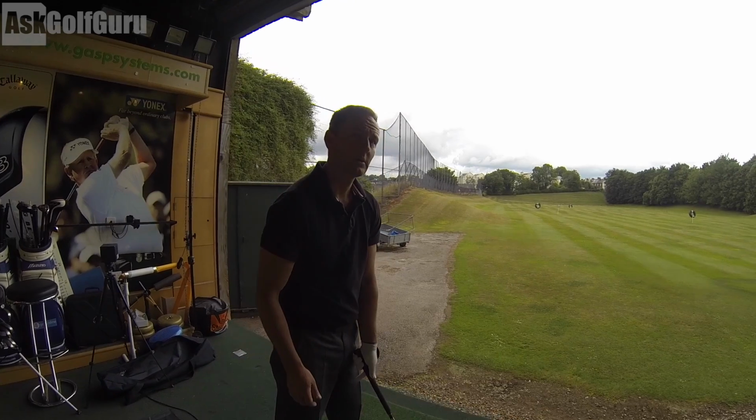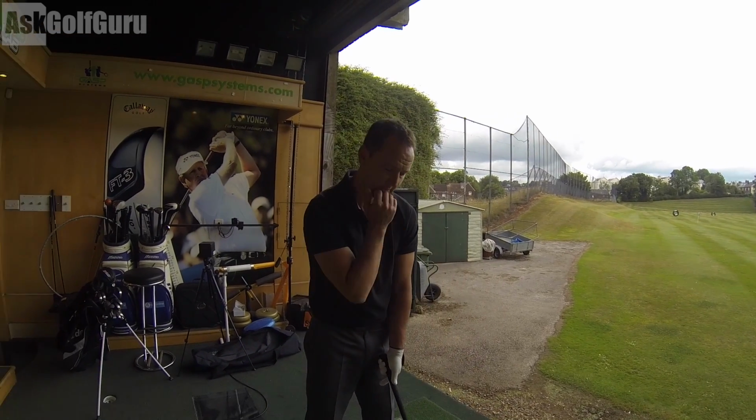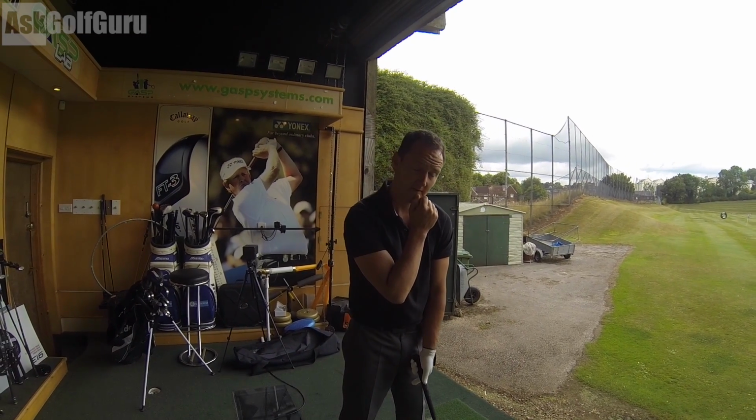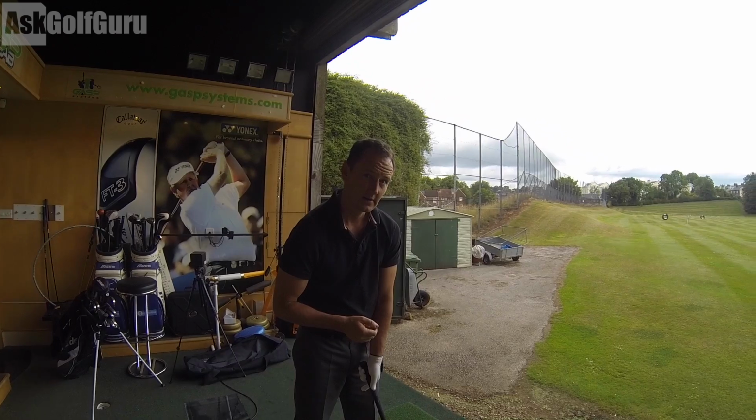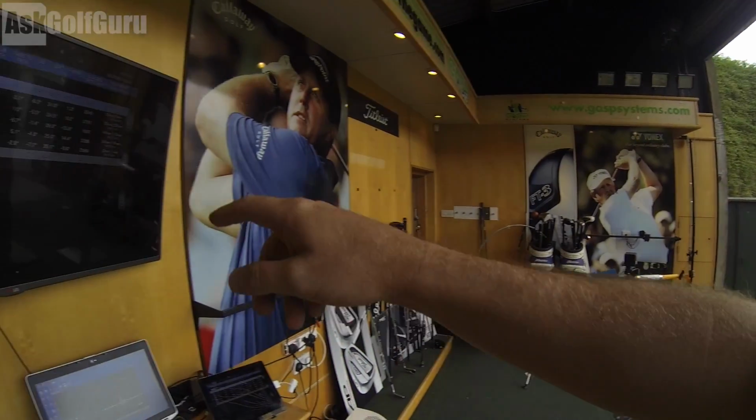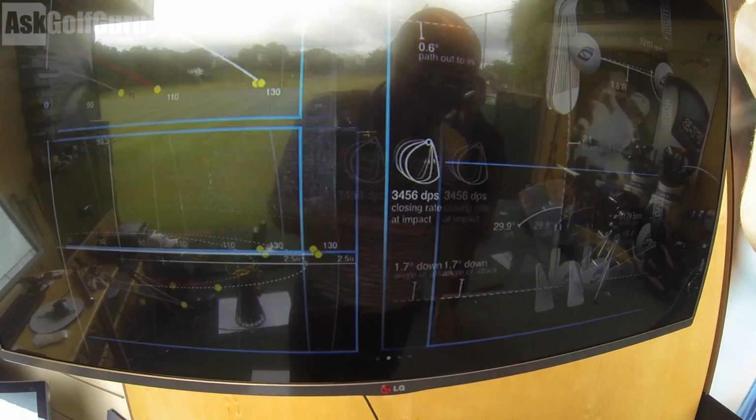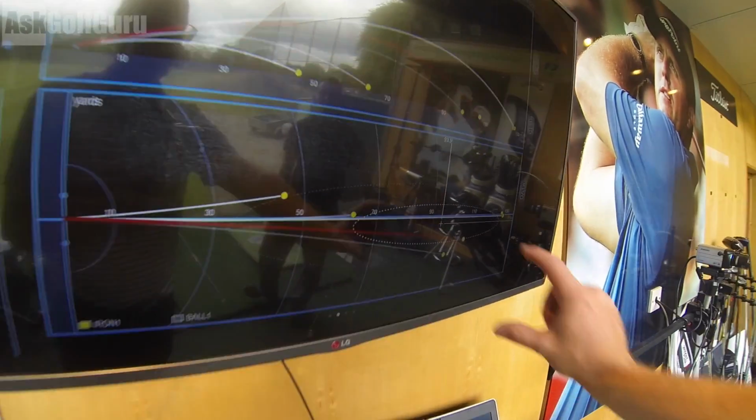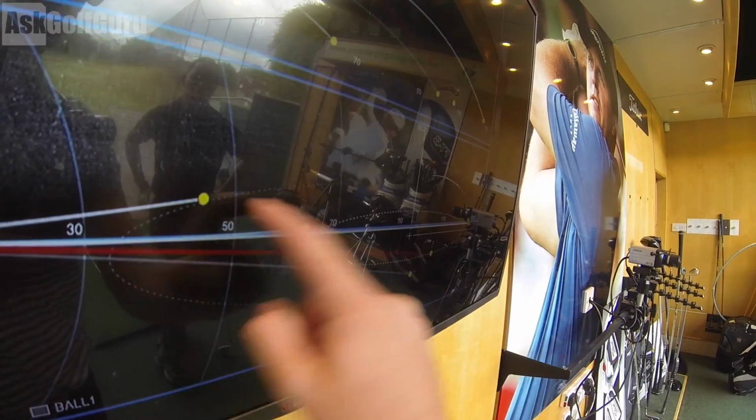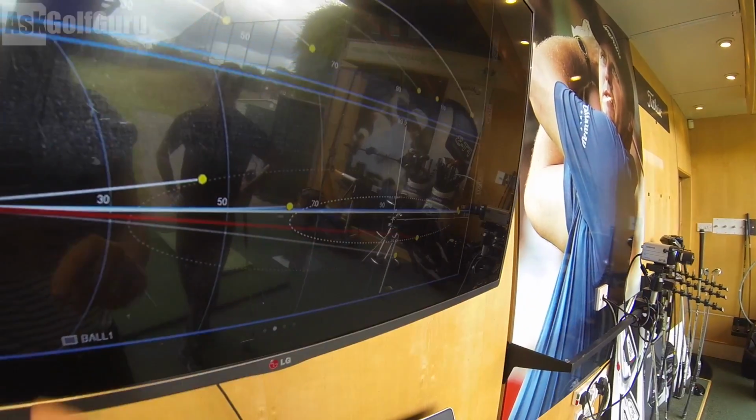Then you throw into the mix your inconsistency of strike, which will make the ball go anywhere, subject to where you hit it on the face. If you had hit every one of these out the middle, you would have been inconsistent, but you would have been much tighter than you were, and you wouldn't have got the short to long dispersion like you got.